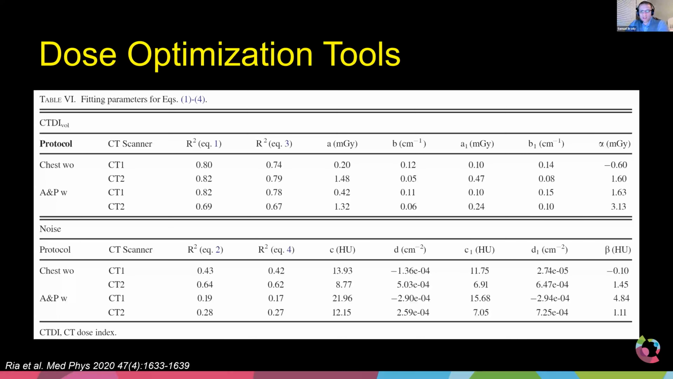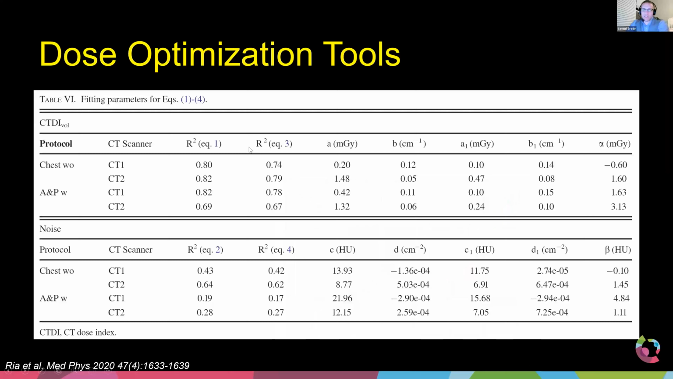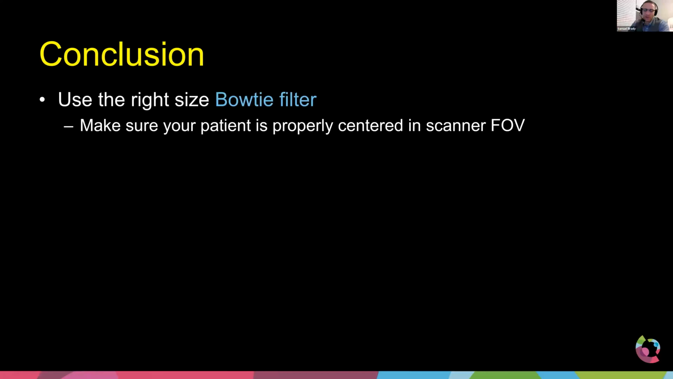But the idea here is you can go back to your data. You can fit them with an equation. And once you get those fitting functions, alpha, A1, and B1, then now you have these two calculation tools to make any kind of predictions. And what I'm saying here is you can make these predictions before you actually go in and start making changes on the protocols. It gives you a better idea to make sure you're doing the right thing before you start exposing your patients.